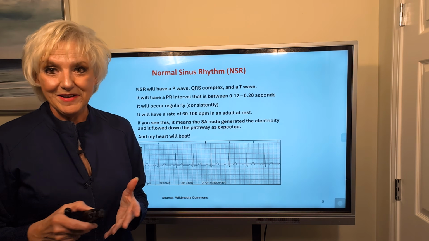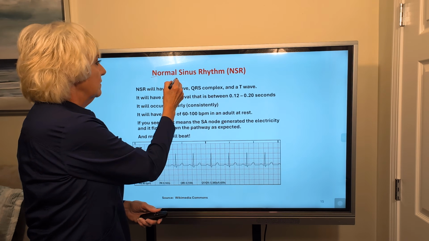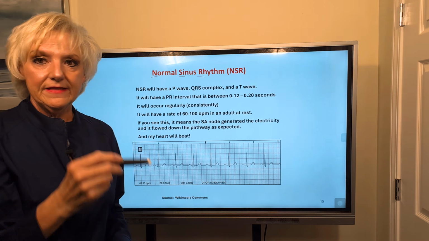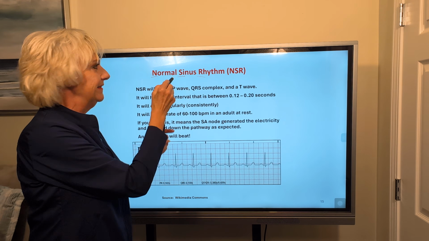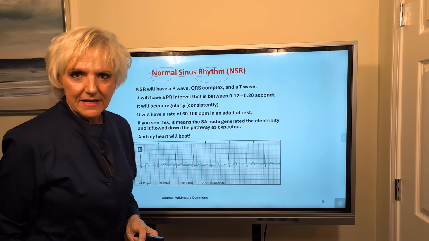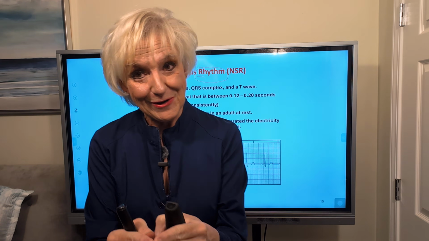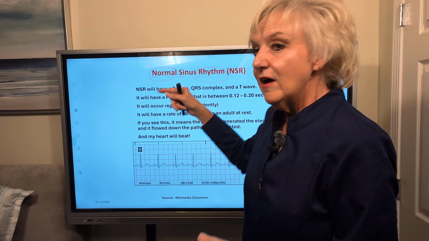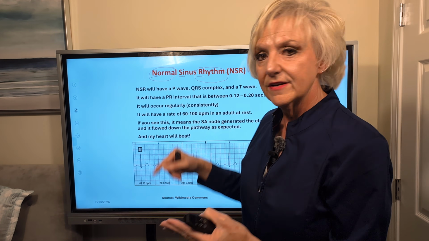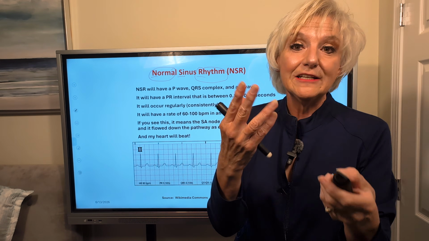So to wrap this up, normal sinus rhythm, NSR, normal sinus rhythm. When you see that, I want you to think, that's normal. Normal rhythm. And you might say, what does sinus mean? Well, it's not these sinuses in your head. It's the sinus node, the sinoatrial node, the SA node, the automatic pacemaker of your heart, is firing and sending the electricity down the pathway. That's what normal sinus rhythm is, and it looks a certain way.